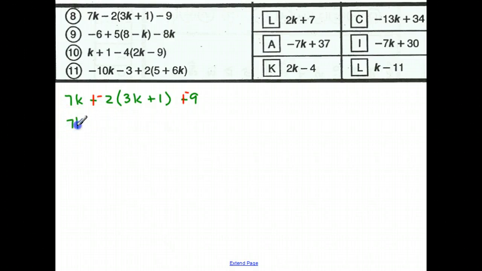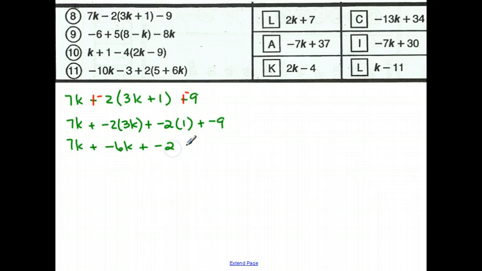I have 7k plus negative 2 times 3k plus negative 2 times 1 plus that negative 9. 7k plus negative 6k plus negative 2. And again, that 7k and that negative 9 are just along for the ride until you get to the point where you can combine like terms.